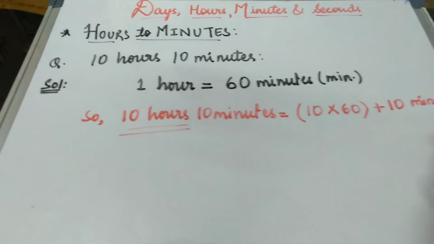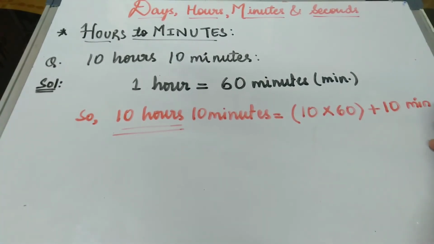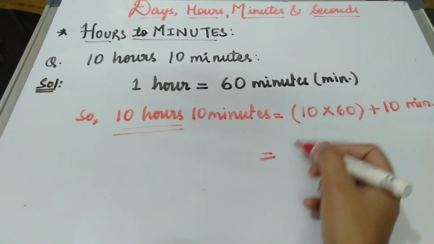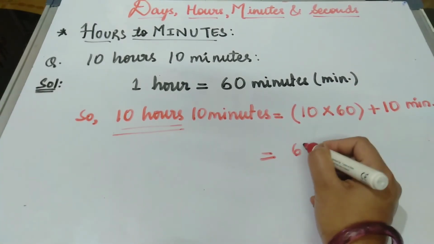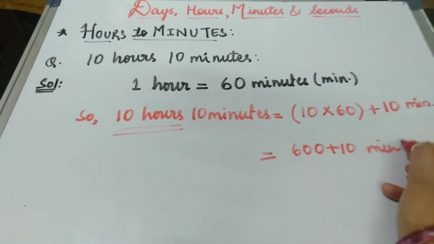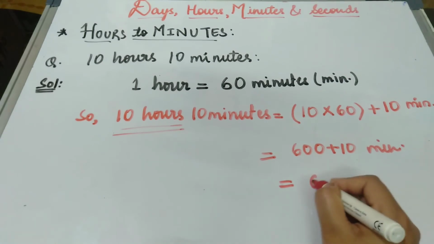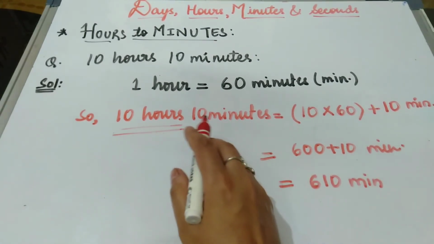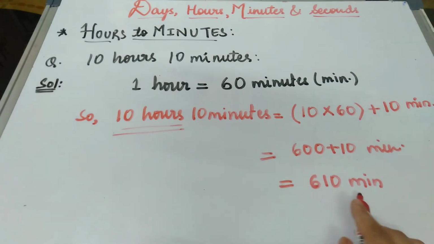So for minutes we can just simply write MIN dot also. Okay, this is the short form of minutes. So 10 into 60 is 600 plus 10 minutes. Okay, now 600 plus 10 is 610 minutes. So 10 hours 10 minutes will have total 610 minutes.